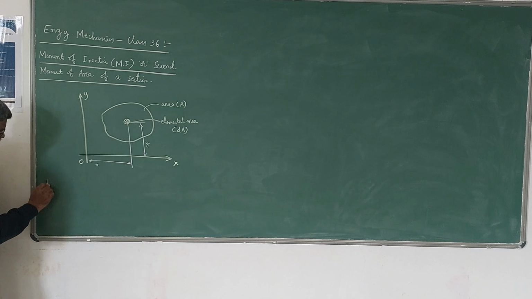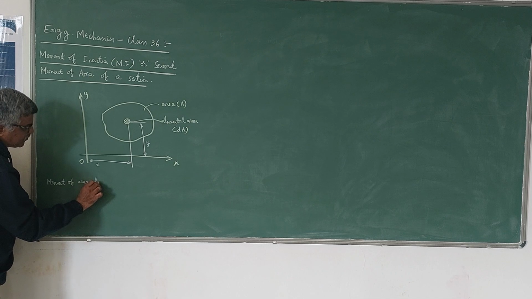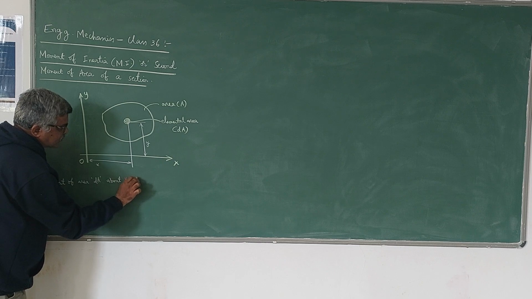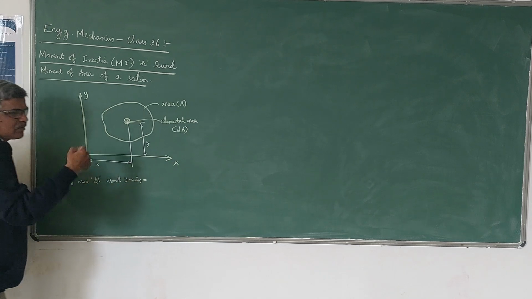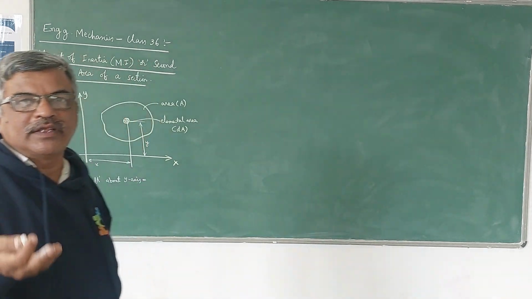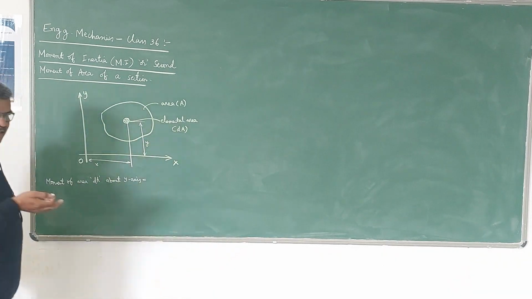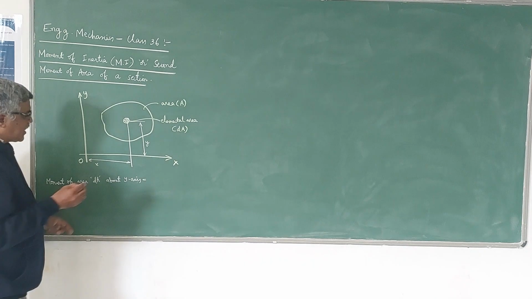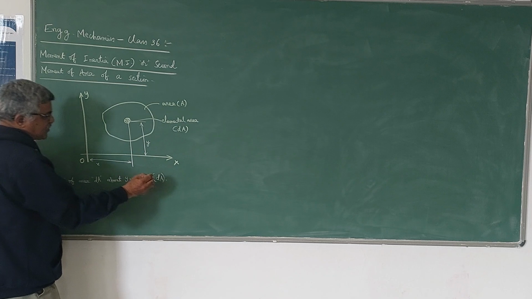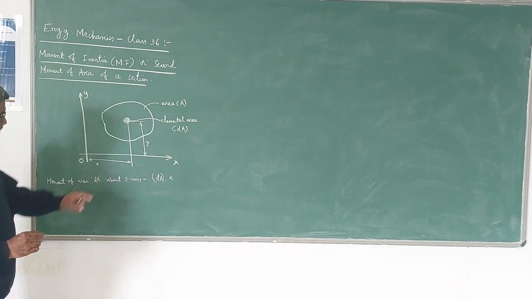Now, if you write the moment of area dA about the y-axis, that can be written similar to the moment of a force, which is nothing but the magnitude of the force multiplied by the perpendicular distance of the line of action of the force from the point of consideration or the axis of consideration. Here, the moment of area is given by dA, that is the area, into the distance of that area from the y-axis, which is x. So, x into dA is the moment of area dA about the y-axis.